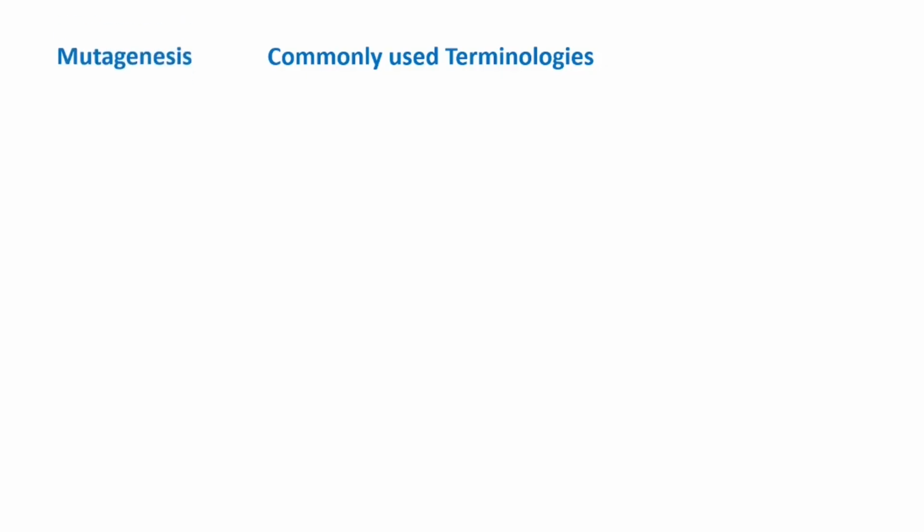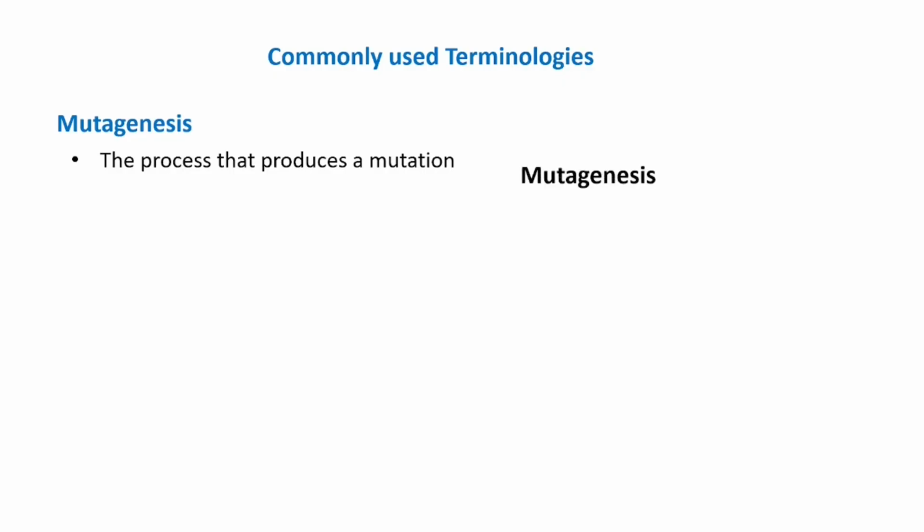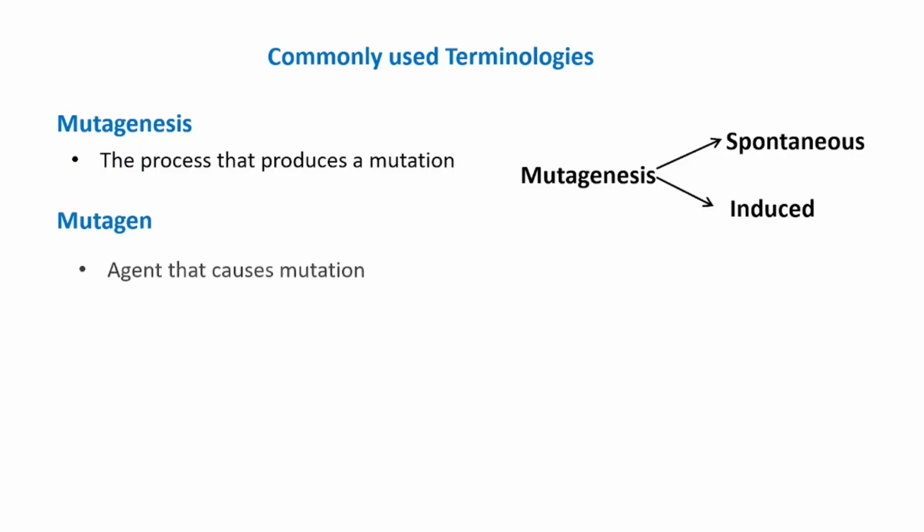The first is mutagenesis. The process that produces a mutation is called mutagenesis. Mutagenesis that takes place without the involvement of any mutagen is called spontaneous mutagenesis, whereas if a mutagen is involved, it is called induced mutagenesis. This automatically brings us to the next term, mutagen. The agent that causes a mutation is called a mutagen. A mutagen may be a physical agent like radiations, or it may be a chemical agent like ethidium bromide.